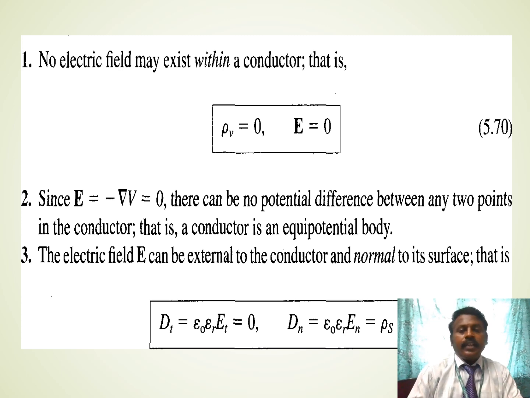Then the electric field E can only be external to the conductor and normal to its surface. That is, Dt equal to epsilon naught epsilon r into Et equal to 0, and Dn is equal to epsilon naught epsilon r En, which is equal to rho s.